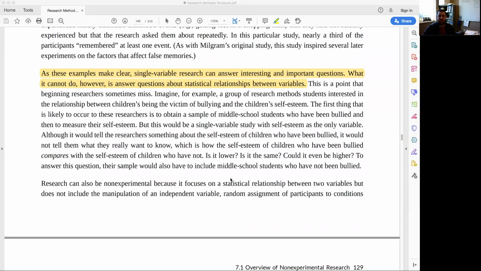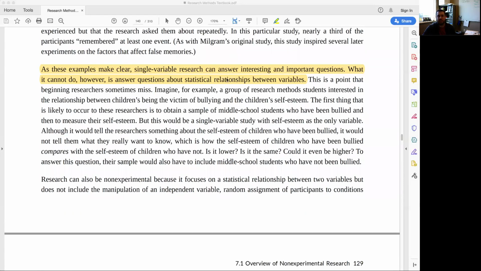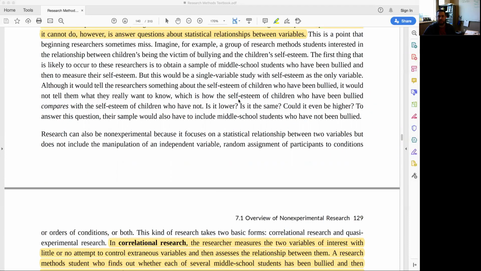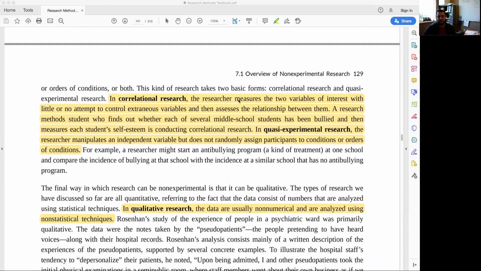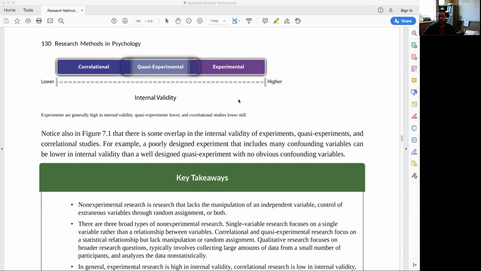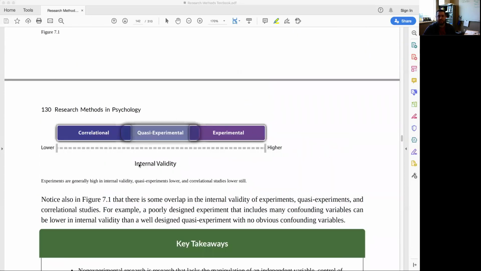So it goes into some detail here about single variable research and whatnot, but we're going to highlight all these actually coming up. Those are just the main talking points of this whole chapter. And I did want to highlight this just because I thought it was a really nice graphical representation.